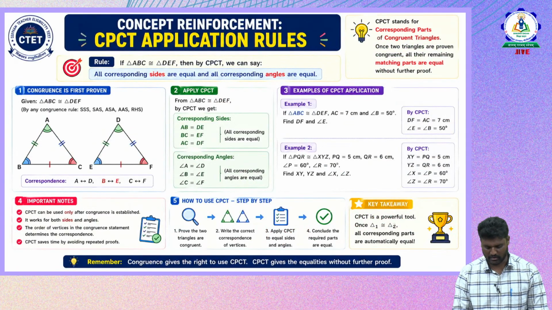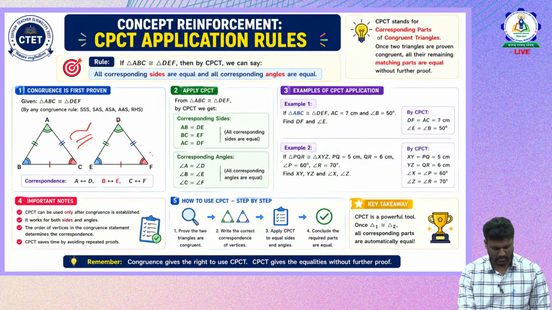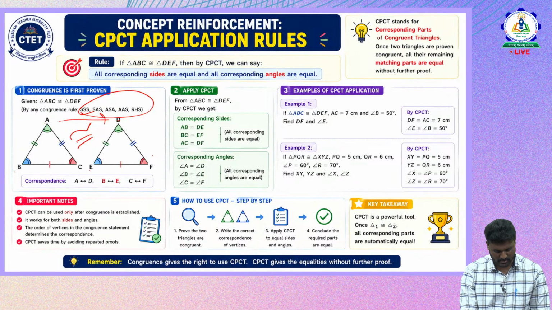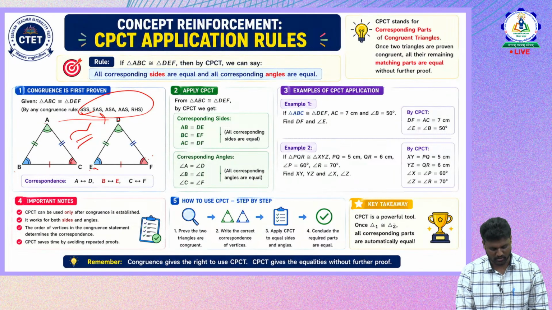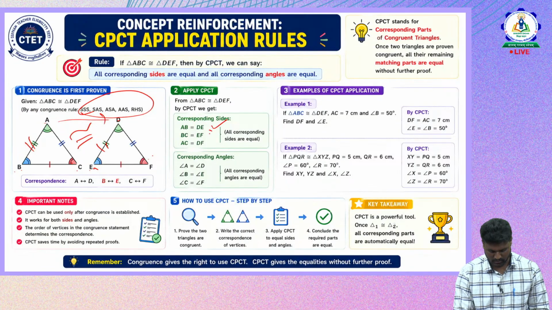Then another concept is the CPCT concept, where corresponding parts of congruent triangles are equal. Congruence is first proven, where the given triangle ABC is congruent to triangle DEF by a congruence rule. With this, A corresponds to D, B corresponds to E, and C corresponds to F. If you apply CPCT from triangle ABC to triangle DEF, we can say that AB is equal to DE, BC is equal to EF, and AC is equal to DF. All corresponding sides are equal.